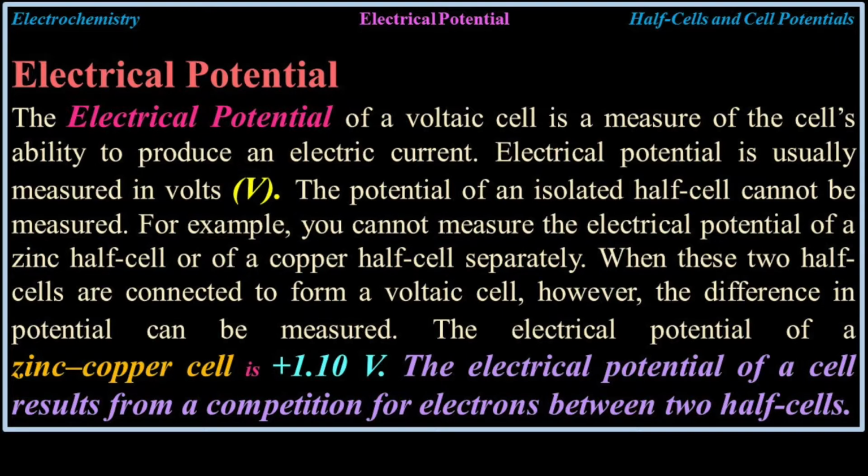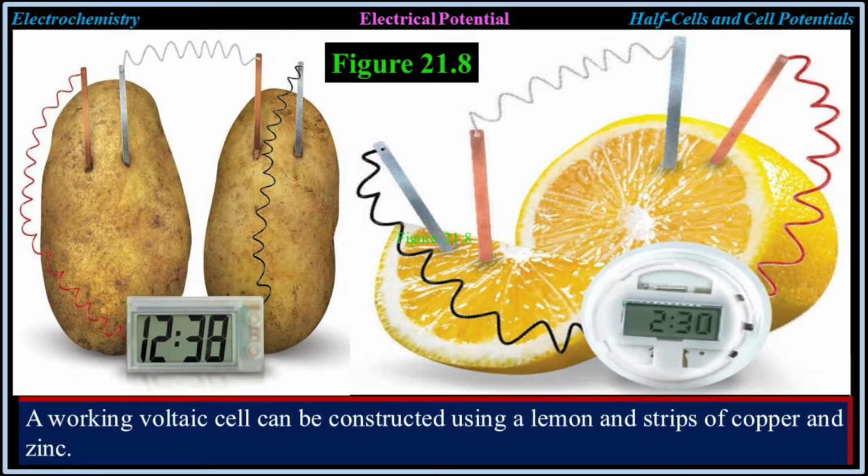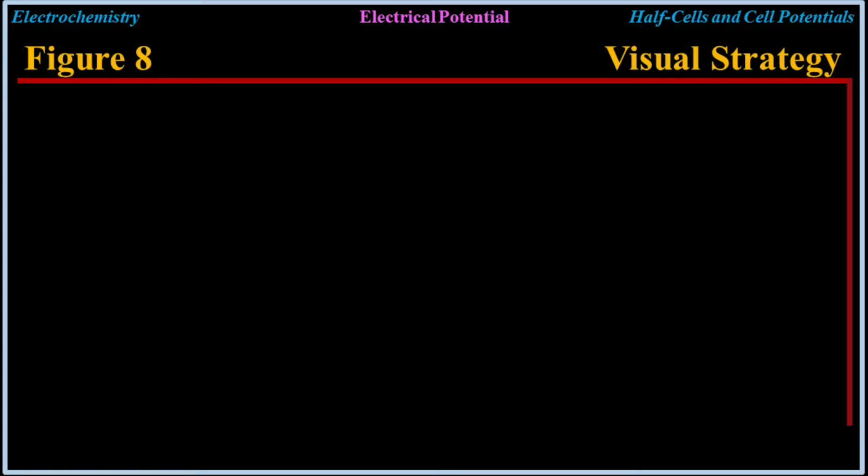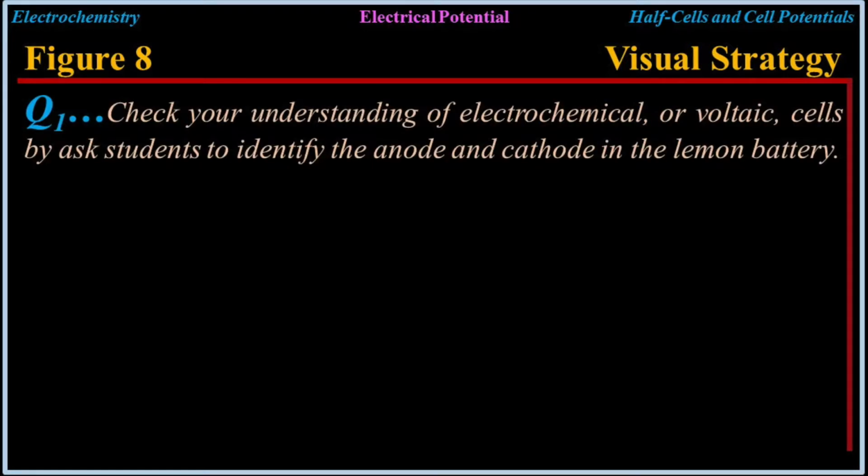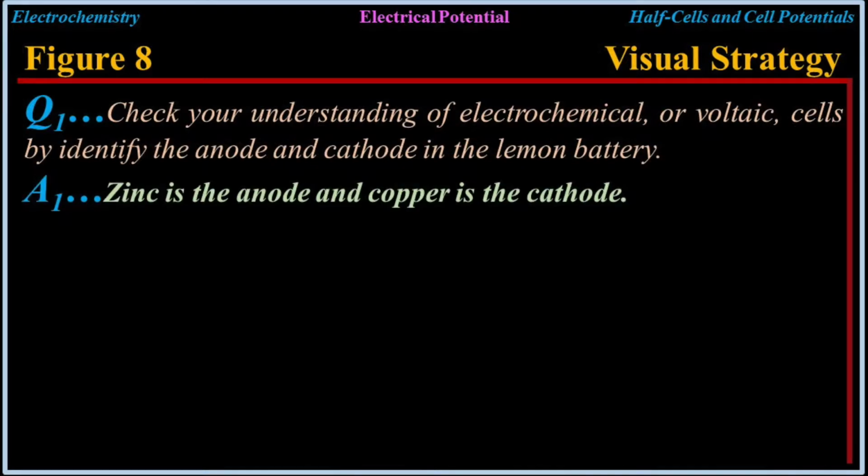The electric potential of a 1 molar zinc copper cell is plus 1.10 volts. The electrical potential of a cell results from a competition for electrons between two half cells. A working voltaic cell can be constructed using a lemon and strips of copper and zinc. Figure 8, visual strategy. Check your understanding of electrochemical or voltaic cells by identifying the anode and cathode in the lemon battery. Zinc is the anode and copper is the cathode.